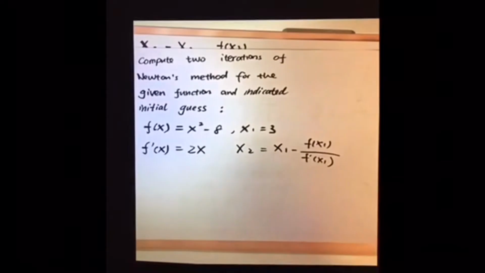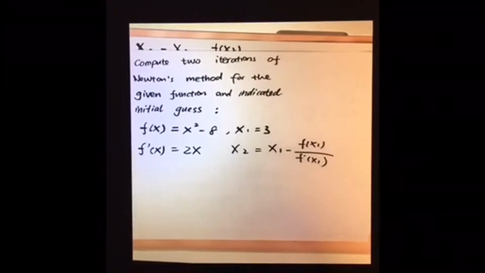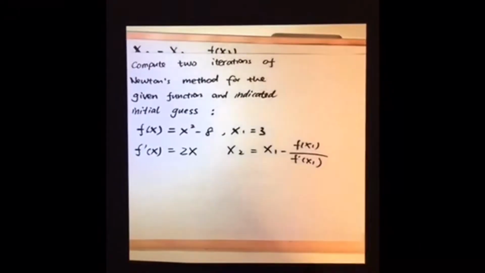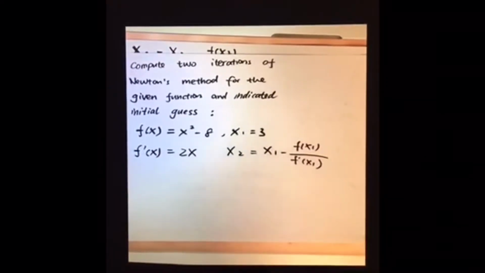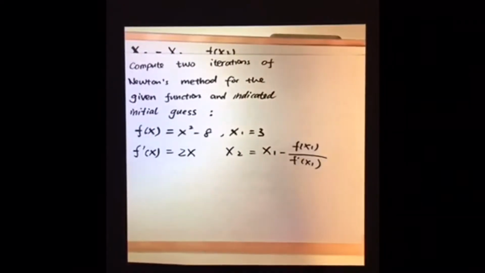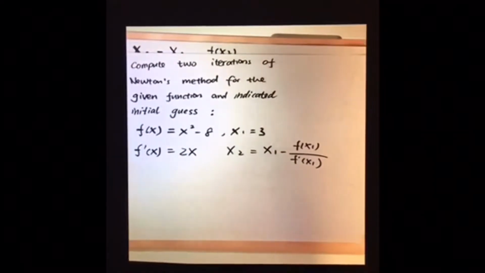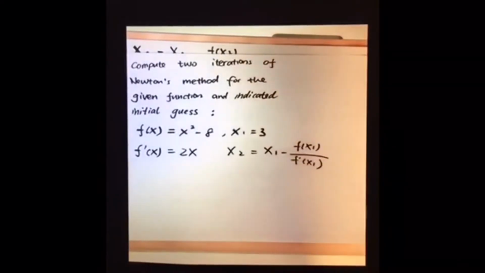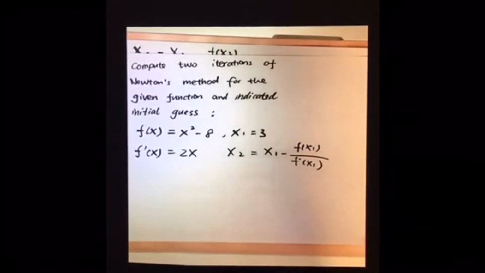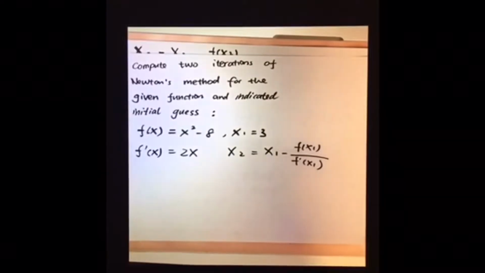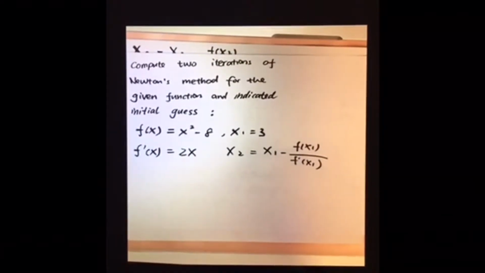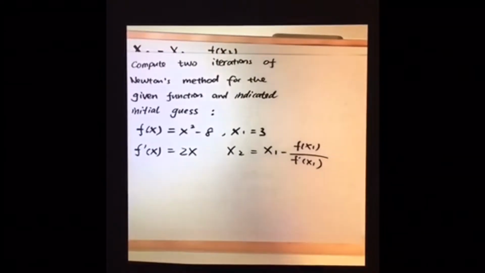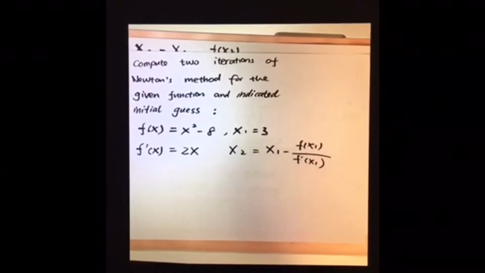To get the next one, x2, my next guess is x2 equals x1 minus f(x1) over f'(x1). You take the previous one, which is x1, and then subtract the ratio of what we plug into the function over what we plug into the derivative. I'm going to evaluate all of this.